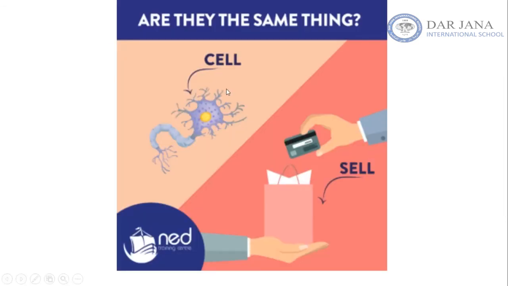Cell and sell. So cell here means the unit of our body. So our body is made of cells. But sell means to sell something. I want to sell you my sandwich. Give me 2 riyals and I give you my sandwich.